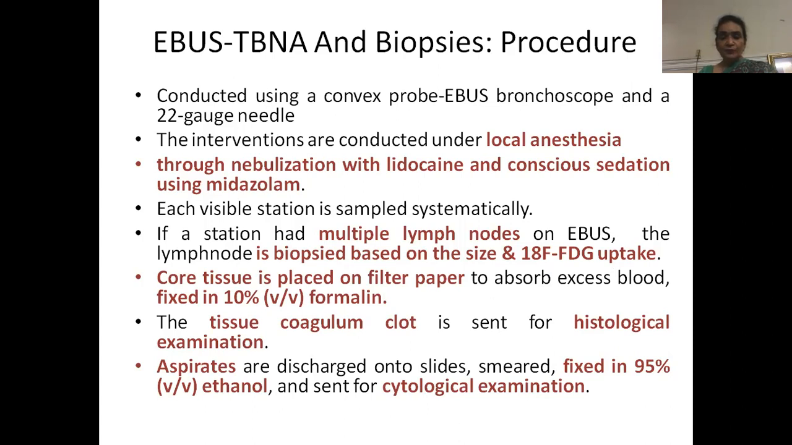Core tissue is placed on the filter paper to absorb the excess blood and fixed in 10% formalin. The tissue coagulum clot is sent for histological examination. Aspirates are discharged onto slides, smeared, fixed in 95% ethanol, and sent for cytological examination.